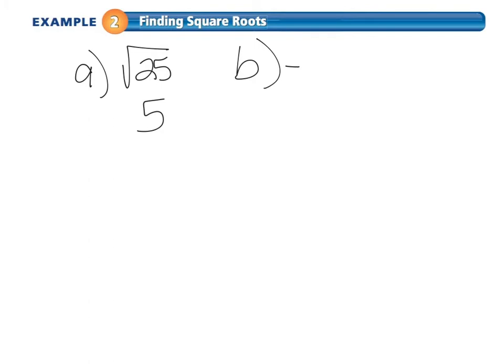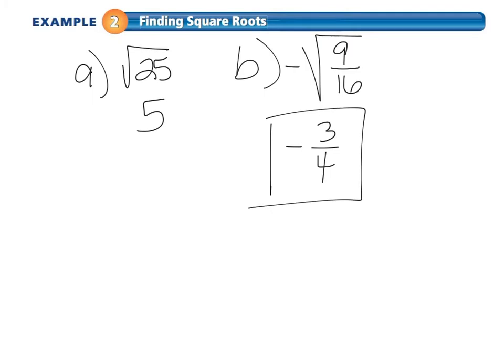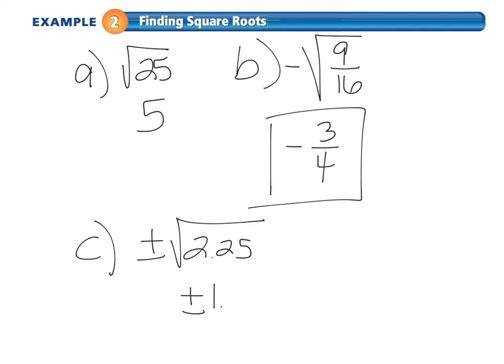Now, if I want to ask you to find the negative square root of 9/16, that would give me negative 3/4, because 3 times 3 and 4 times 4 gives me 9/16. So my answer would be a negative value. If I asked, what is the plus or minus square root of 2 and 25/100ths? I want the positive and negative value. So your answer would be plus or minus 1.5. Now I could write that out as 1.5 and negative 1.5.